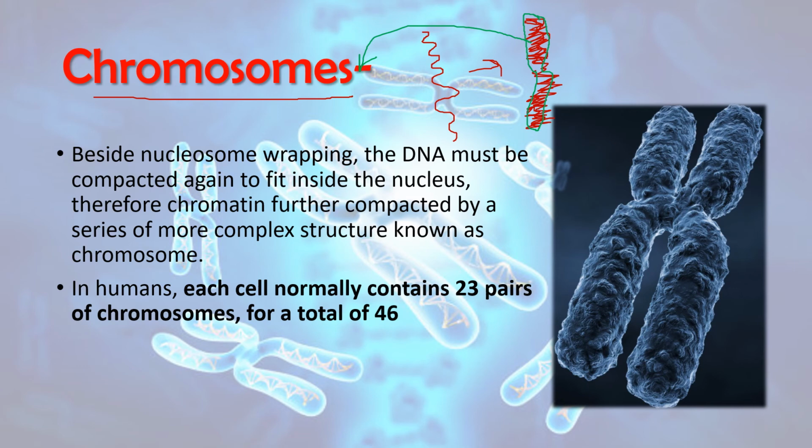But why does chromatin wrap further, as it was already wrapped during nucleosome wrapping? Why is it necessary to wrap again? The answer is that besides nucleosome wrapping, the DNA must be compacted further to fit inside the nucleus. Therefore, chromatin is further compacted into a series of more complex structures known as chromosomes.